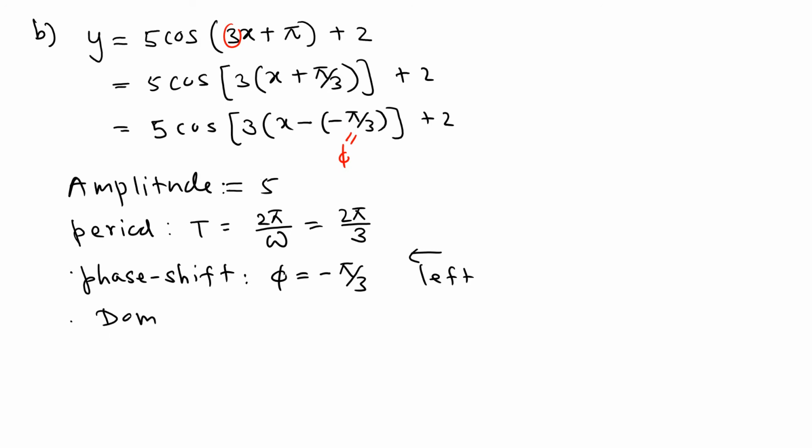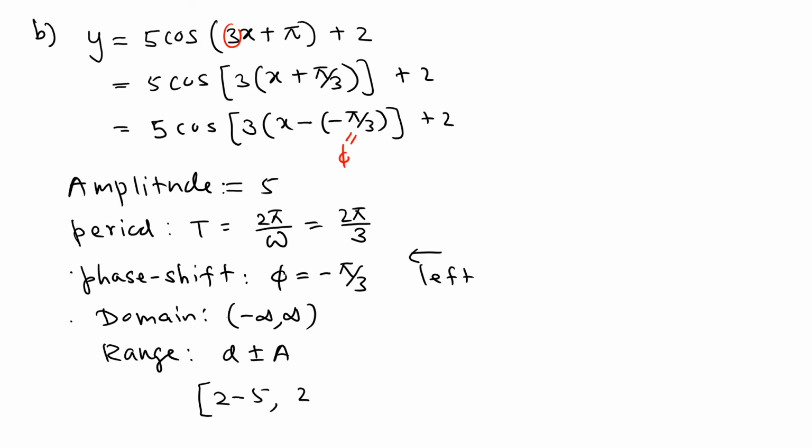Domain: this is a sine cosine, so it is -infinity to infinity. The range, we can use the theory part. What it says is d plus or minus a. So what are the two numbers? d is 2, so 2 minus 5 comma 2 plus 5. That means the range is -3 to 7. So that's the range. Okay, so let's look at the next one.